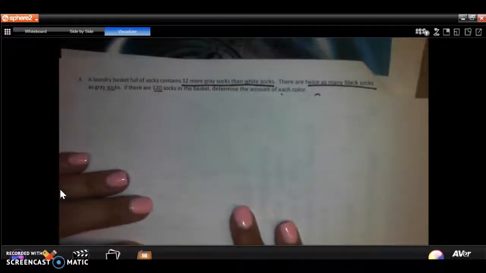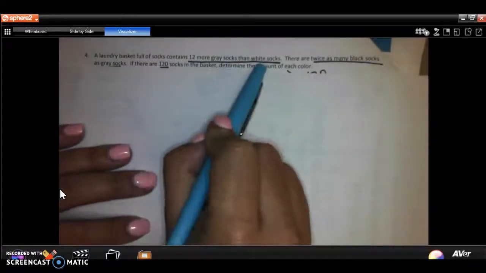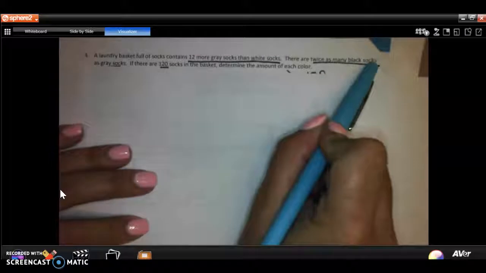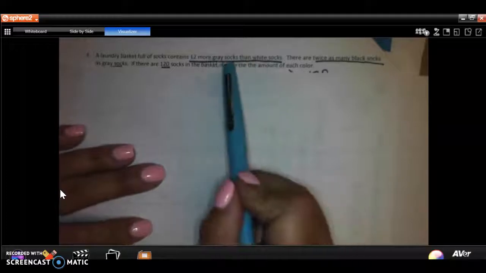All right, so number 4 on the next page says a laundry basket full of socks contains 12 more gray socks than white socks. There are twice as many black socks as gray socks, and there are 120 socks in the basket. Determine the amount of each color. So what I want to see is, hey, can you write the expressions?